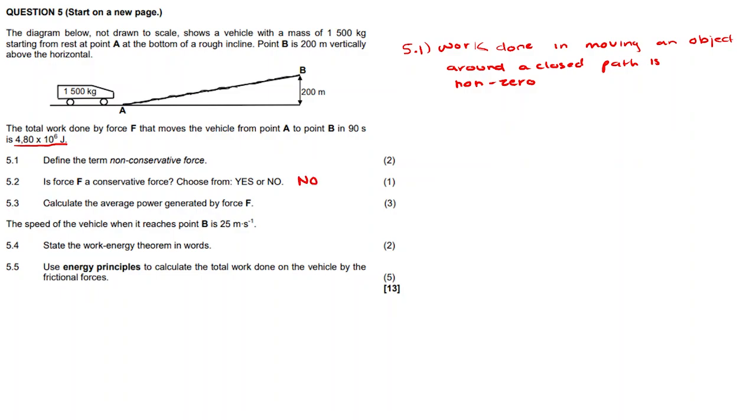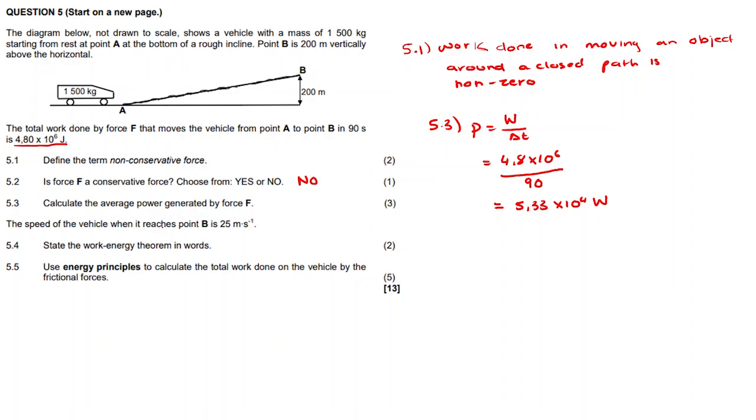Question 5.3. Calculate the average power generated by force F. Since we have the work and we have the time, we can use the equation that power is equal to work done over delta t. We therefore have 4.8 times 10 to the power 6 over 90. And if we plug all of this into the calculator, we get 5.33 times 10 to the power 4 watts.